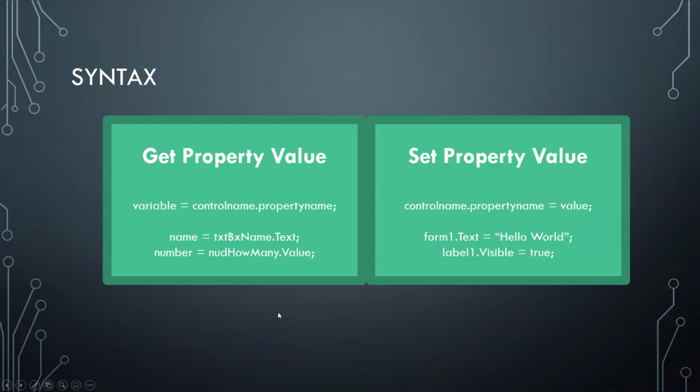Now, if we want to set the property value, update it, when you really think about it, we're going to have that control name dot property name before our equal sign. Then after the equal sign, we'll have the value that we want to set it to. So here's a couple examples. Updating the text property of our form 1 control. Updating the visible property of a label.